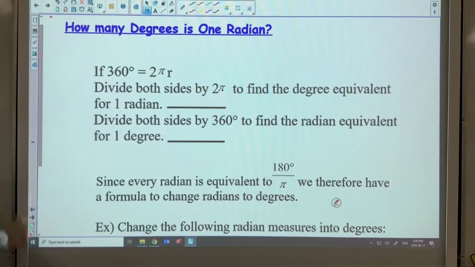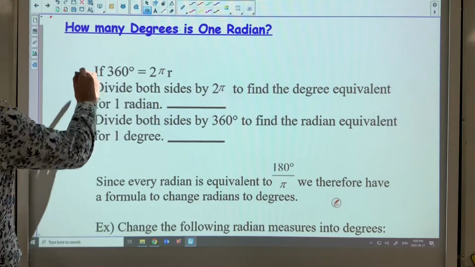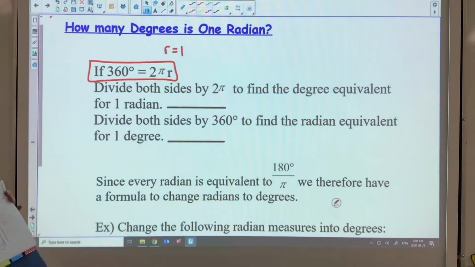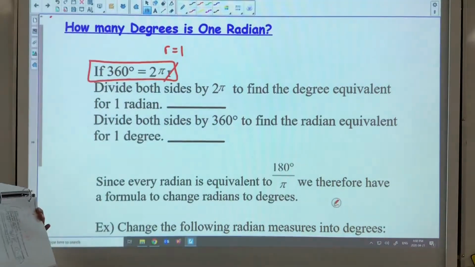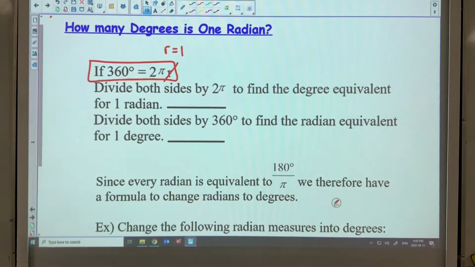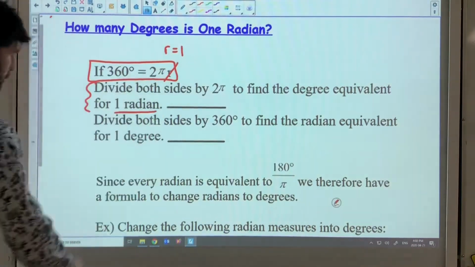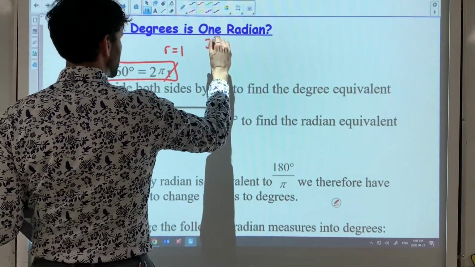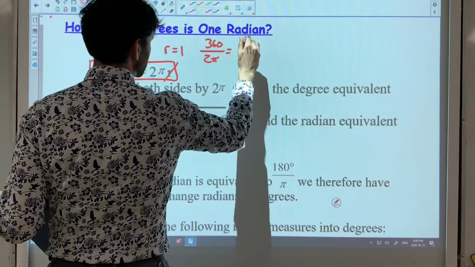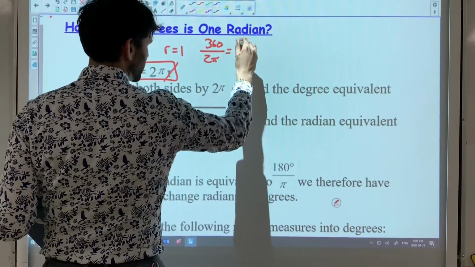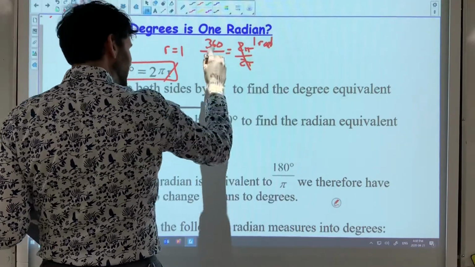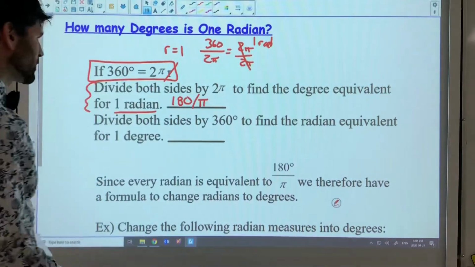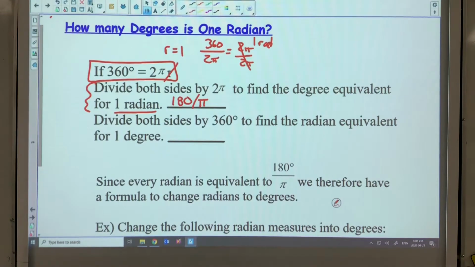So you're going to be getting used to leaving pi in all of your answers. Okay, so how many degrees is 1 radian? Well, let's start with this assumption here that 360 degrees equals 2 pi r. And if we let r be 1, because we're on the unit circle, then really, as we saw in the last slide, 360 degrees is equal to 2 pi. So if we're going to figure out how much is 1 radian, we'll just divide both sides by 2 pi. So if we divide both sides by 2 pi, we're going to have 360 over 2 pi equals 2 pi over 2 pi. So this gives you 1 radian. And over here, if you divide them both by 2, you're going to get 180 over pi. So now we know that 1 radian is 180 over pi degrees.